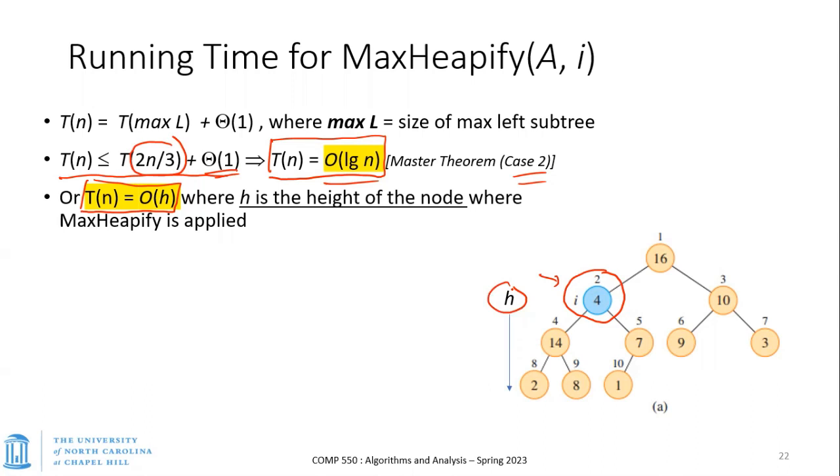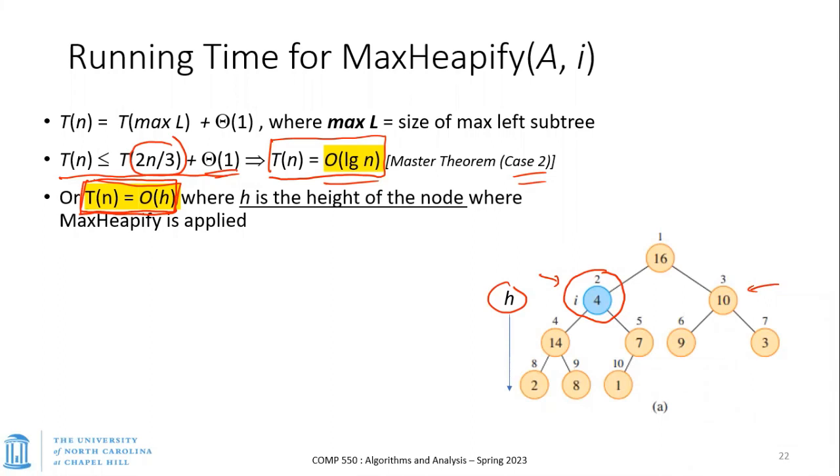So h is not the total height of the tree now. H is now the height of the node, which is the one that you're applying max heapify on. Then you can see that T of n is also big O of h, because we can see that h and n have the log relationship. So now this is the equation that we're going to use as we go forward. Whenever you're going to apply max heapify on any particular node, the complexity is big O of the height of that particular node.